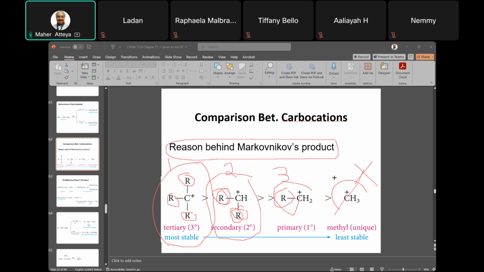This is not observed. Don't worry about it. Okay, so therefore you will see Markovnikov was a Russian scientist, and he dealt with double bond addition. We open up the double bond and add it to the molecules. The addition shows that the tertiary is more stable when the double bond opens up than the secondary, then the primary. The primary is the least stable.